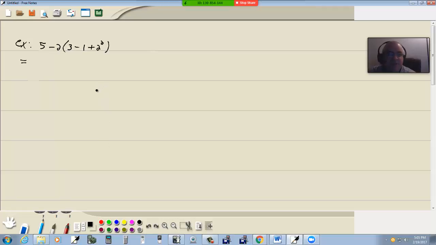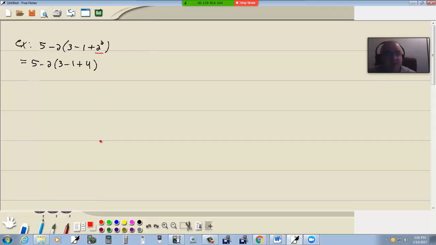Please, we do what's inside the parentheses. Now, if there are multiple operations inside the parentheses, you still follow your order of operations. There are no parentheses inside the parentheses. Please Excuse, exponents. So I'm going to do this 2 squared first. Everything else carries down. And 2 squared is 4.